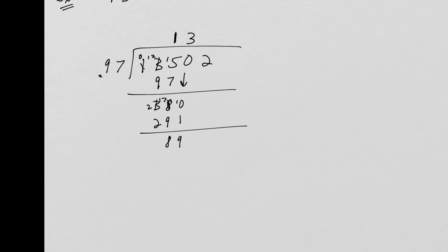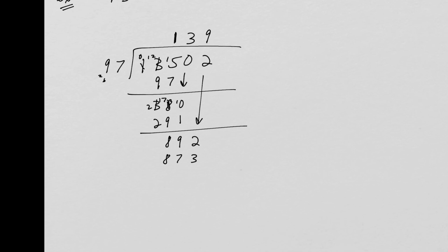And then I bring down the next digit, 2. So 892. And then 97 into 892, that probably is 9, right? Because it's going to be less than 900. Let's try 9. So 9 times 7 is 63, right? Carry a 6 here, and then 9 times 9 is 81 plus 6 is 87.